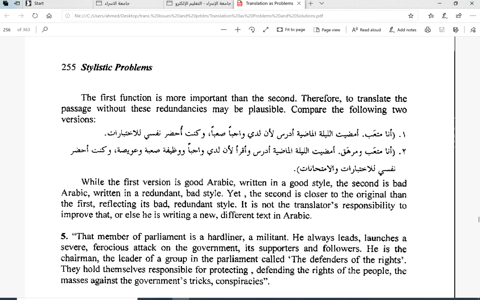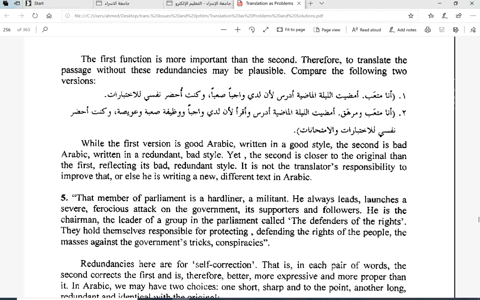These redundancies may be plausible. Compare the following two versions. أنا متعب، أمضيت الليل الماضي أدرس لأن لدي واجبا صعبا وكنت أحضر نفسي للاختبارات. Or we could say أنا متعب ومرهق، أمضيت الليلة الماضية أدرس وأقرأ لأن لدي واجبا ووظيفة صعبة وعويصة وكنت أحضر نفسي للاختبارات والامتحانات. Yet the first version of Arabic is good, written in good style. The second is written with redundancy, bad style, yet it is closer to the original than the first.